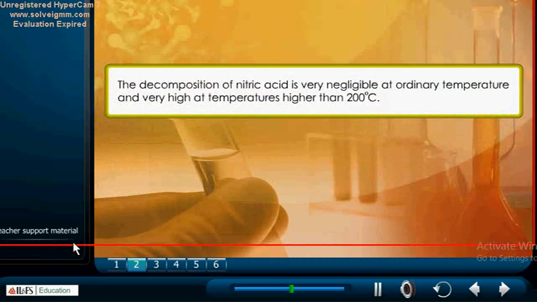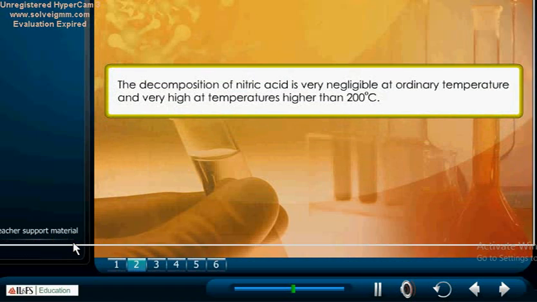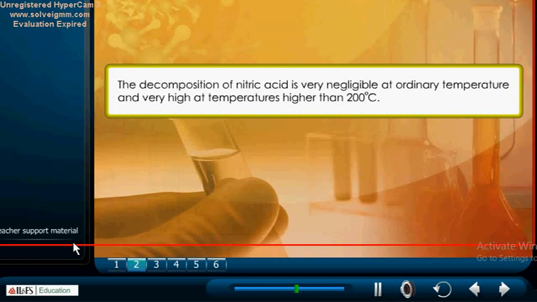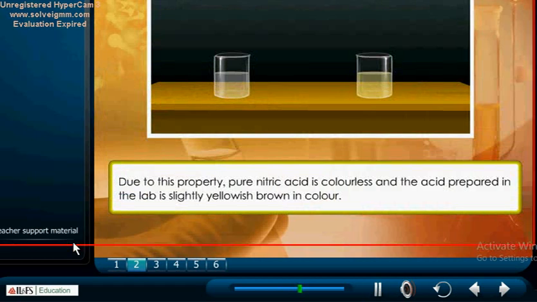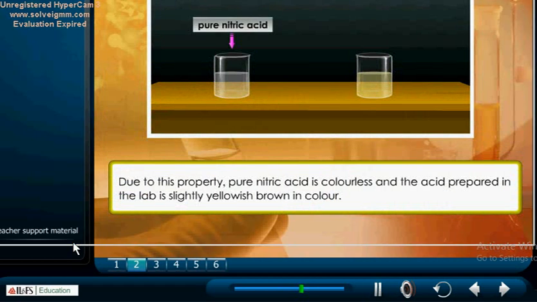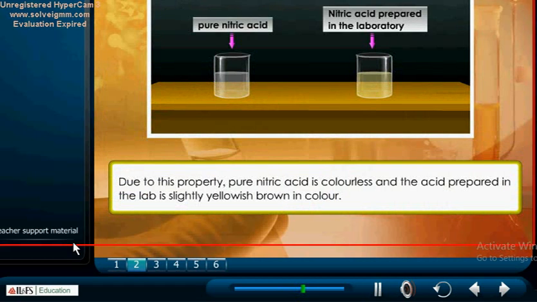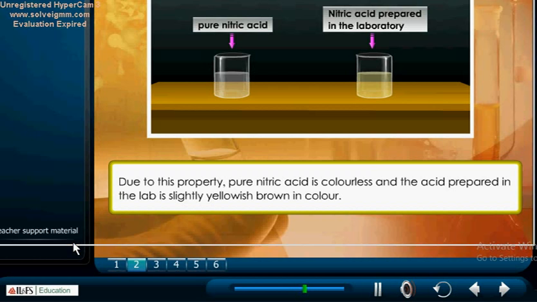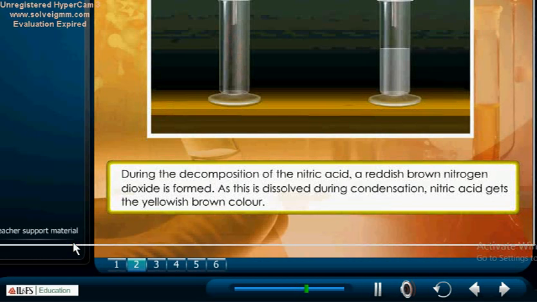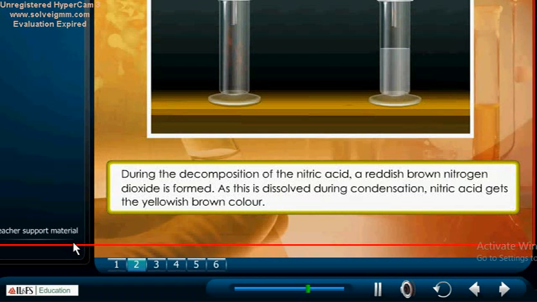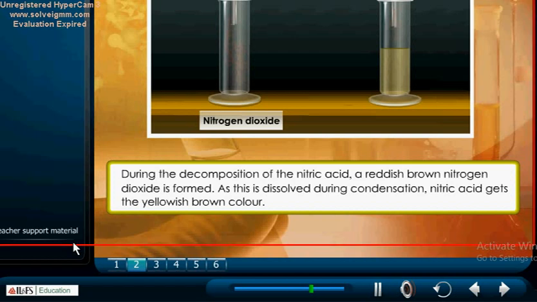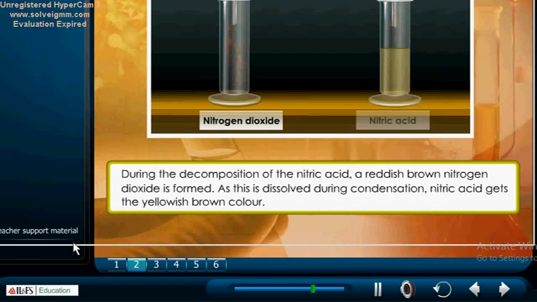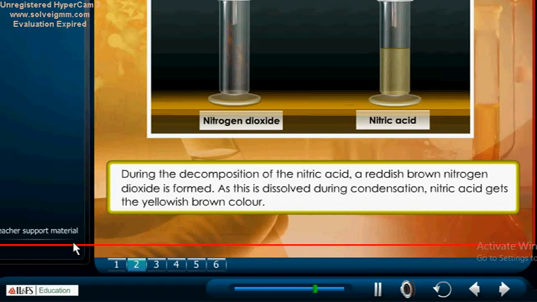The decomposition of nitric acid is very negligible at ordinary temperature and very high at temperatures higher than 200 degrees Celsius. Due to this property, pure nitric acid is colorless and the acid prepared in the lab is slightly yellowish brown in color. During the decomposition of nitric acid, reddish brown nitrogen dioxide is formed. As this is dissolved during condensation, nitric acid gets the yellowish brown color.